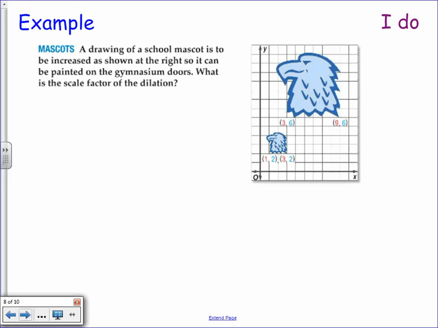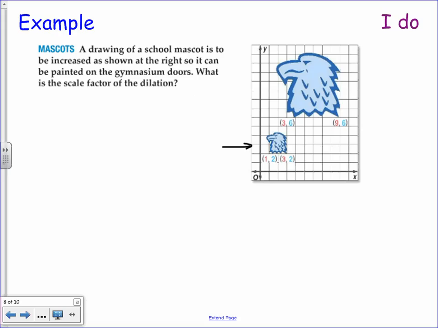Okay, I'll do this one. This is a drawing of a school mascot that is to be increased as shown at the right, so it can be painted on the gymnasium doors. What is the scale factor of the dilation? Okay, so here, let's look at the picture and kind of dissect it. Here's a picture of the school mascot, and it's obviously pretty tiny. They want to blow up the picture, not like with explosives, but they want to expand the picture so that it can be big enough to be painted on the gym doors. And so they're going to want to increase it, dilate it, and so it's big.